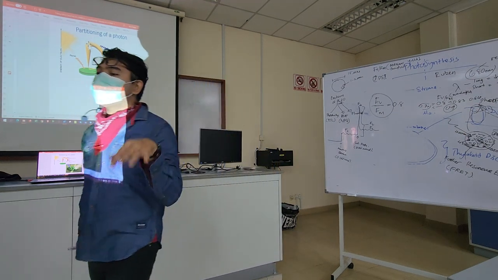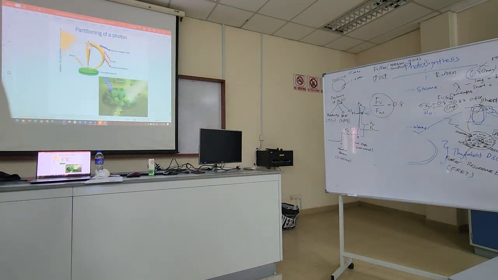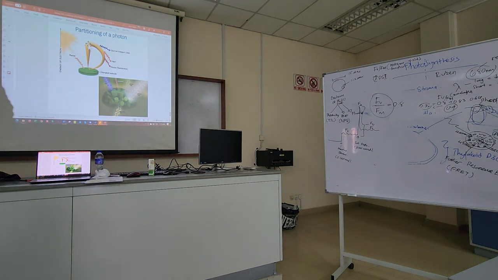So, three phases, yes. This is why her diagram is incorrect. She wants to explain this partitioning. She's saying FVFM is the fluorescence, and then you have the heat, and then she's saying the other one is the photochemical.